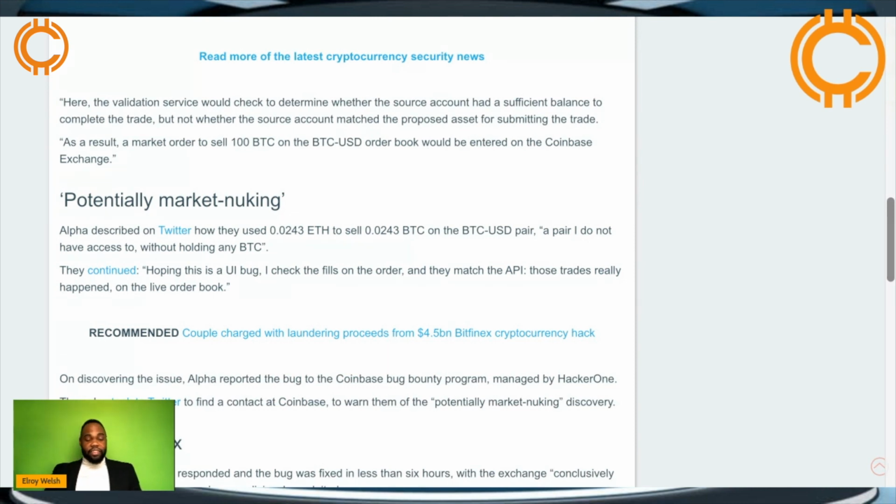So going back to the article, it says Alpha described on Twitter how they used 0.0243 ETH to sell 0.0243 BTC on the BTC-USD pair, a pair I do not have access to without holding any BTC. They continued, hoping this is a UI bug, I check the fills on the order and they match the API. Those trades really happened on the live order book.